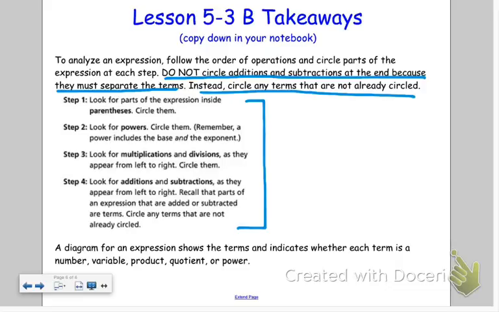And then for your diagram, a diagram for an expression shows the terms and indicates whether each term is a number, a variable, a product, a quotient, or a power. And you can say, oh, my whole expression is just the sum of, maybe, a variable and a product, or maybe it's the difference of a quotient and a power. So being able to write that diagram will help you to see the structure of your expression.